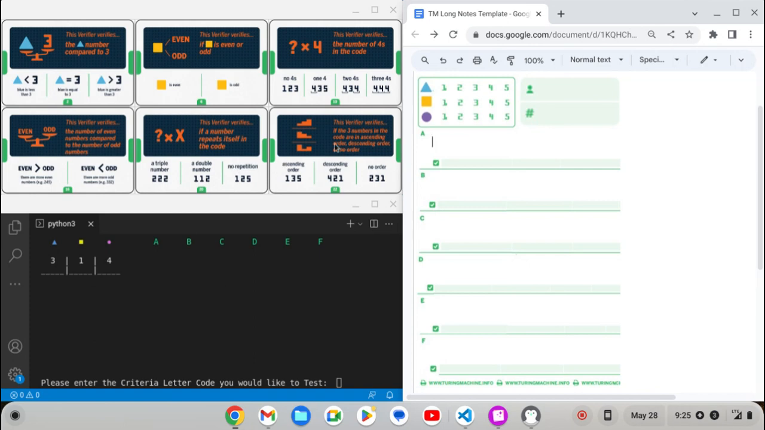And finally, criteria card F looks at the 3-digit code and will let us know if there's any order to the digits. Could they all be ascending, slowly increasing, as in the example 1, 3, 5? Or vice versa, are they descending, getting smaller, as in the example 4, 2, 1? Or potentially there is no order to the digits, as in the example 2, 3, 1, since it starts at 2, goes up to 3, and then comes down to 1.